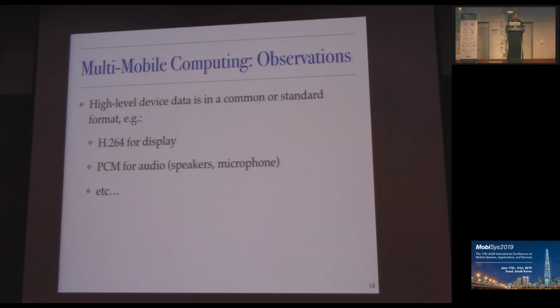We first observed that device data on mobile systems provided to apps is generally in a standard or common format. For example, display data can be represented as H.264, microphone and speakers data is generally in PCM format, and apps receive generic device data, not low-level device vendor-specific data.